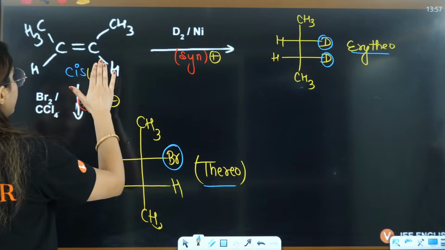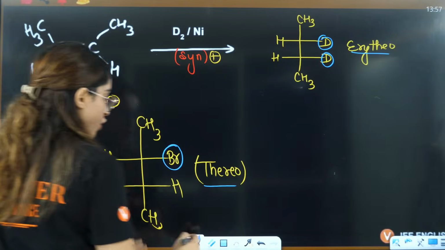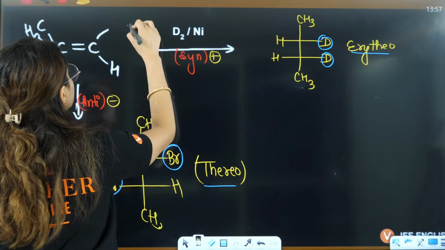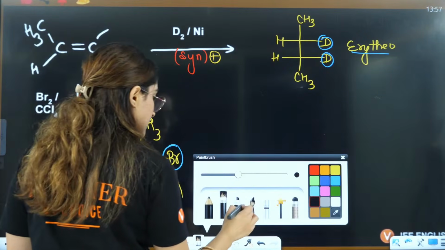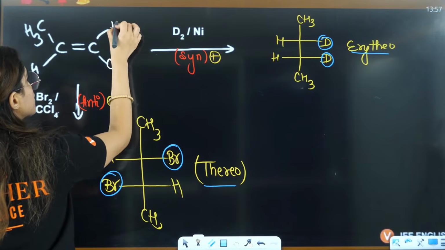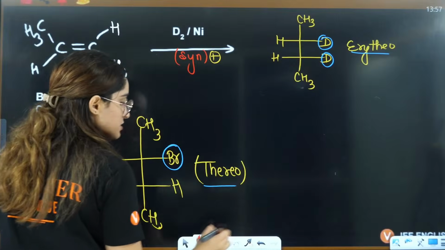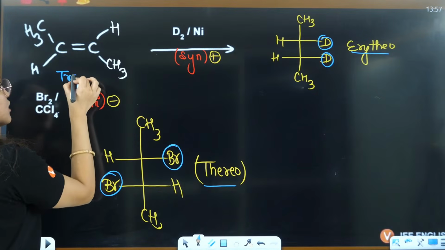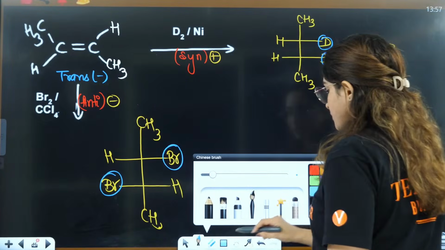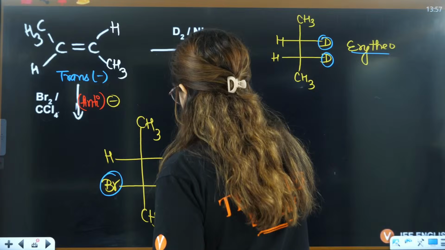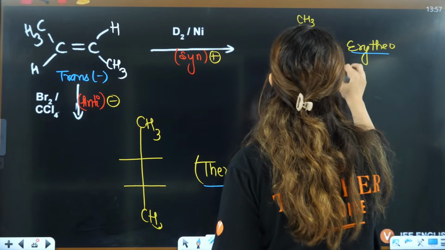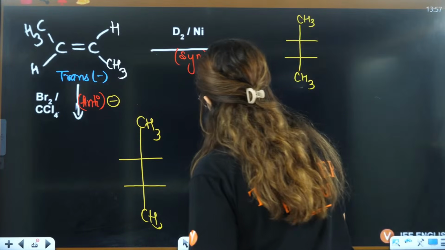If here I have the opposite thing, let's say I have trans here. This is CH3, this is H. So this will become trans. Trans means negative, right? Okay. Now in this case, what is going to happen? What addition will take place? Where you will have threo, where you will have erythro.